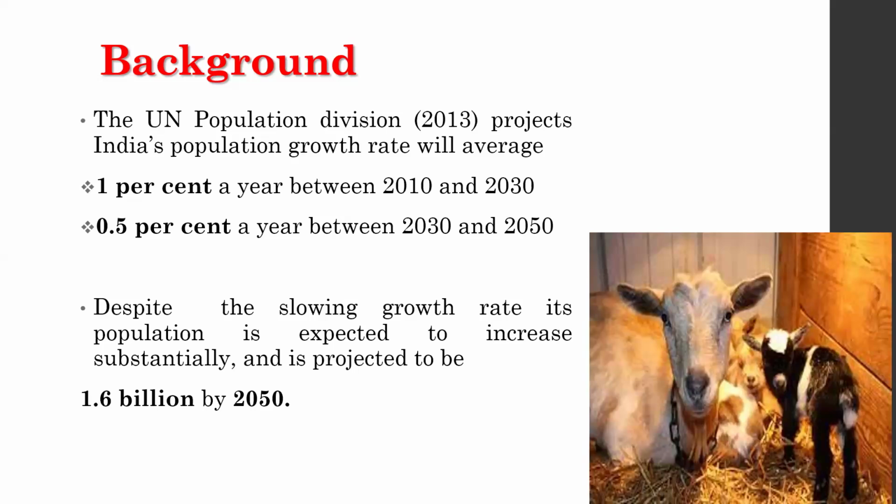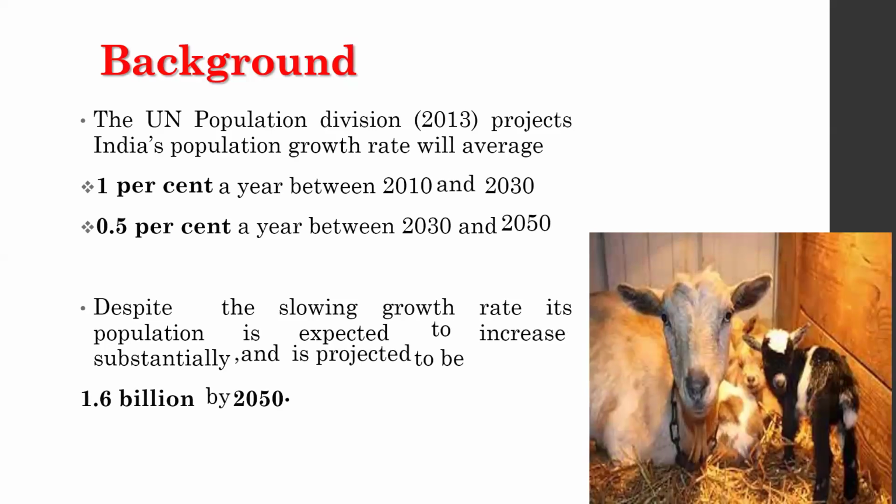According to the UN Population Division, the growth rate of India's population is increasing by 1% between 2010 and 2030, and about 0.5% between 2030 and 2050. We can see the data showing the slow growth rate. Still, it is to be increased and is projected to be 1.6 billion by 2050.